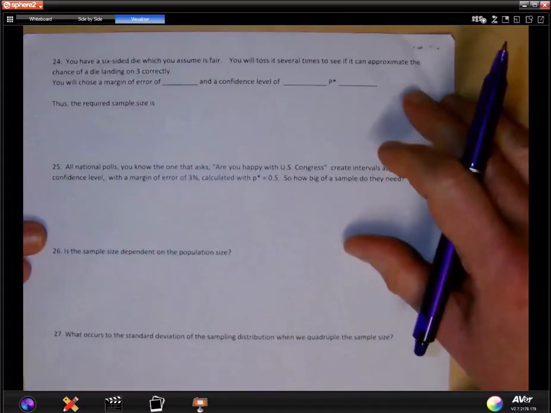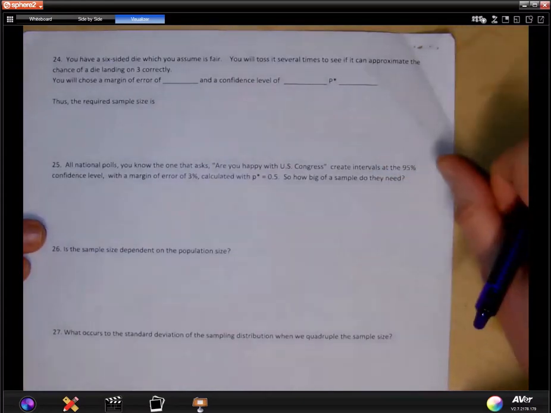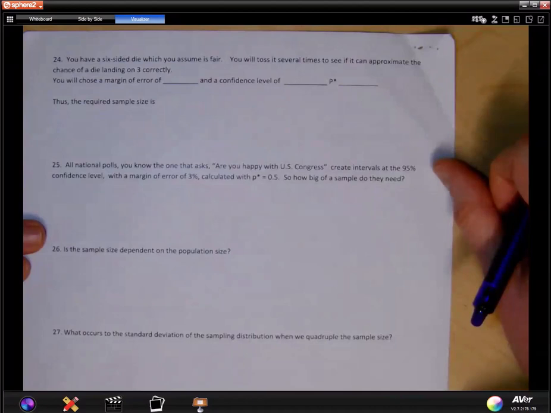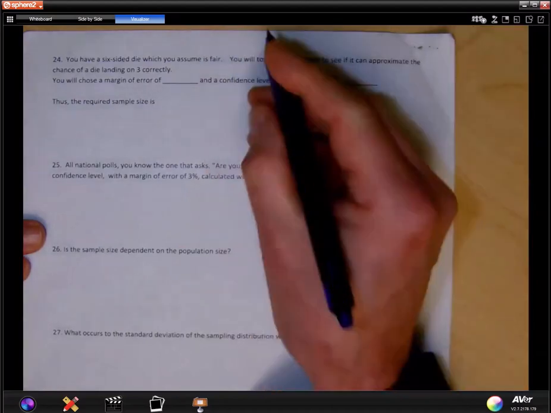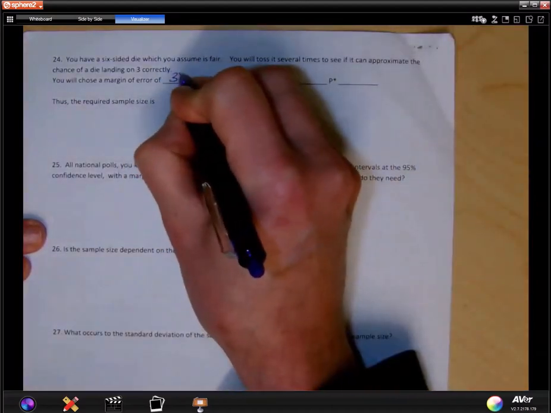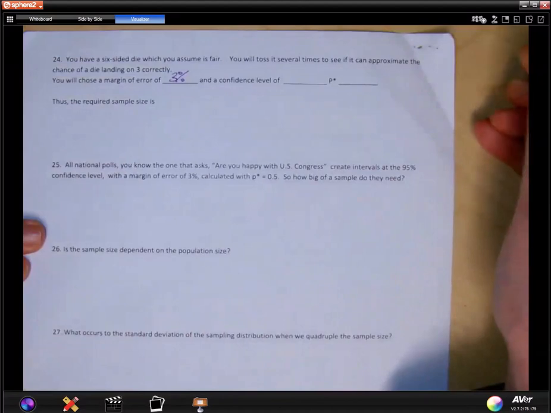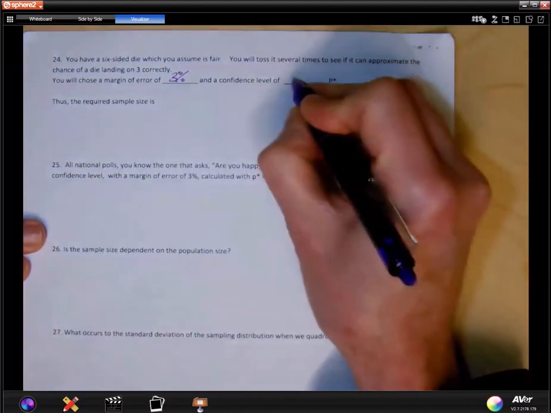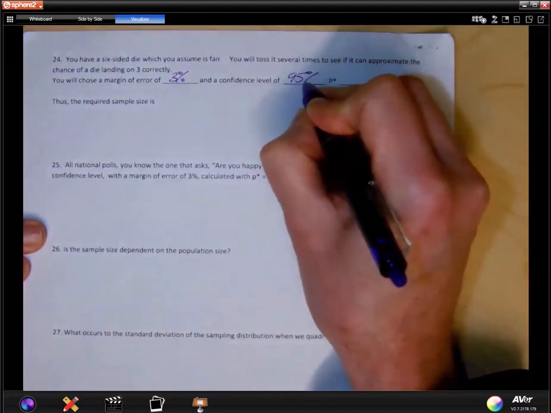Look at this example. You have a 6-sided die, which you assume is fair. You will toss it several times to see if you can approximate the chance of the die landing on 3 correctly. You will choose a margin of error of, okay, let's just pick one, let's just say 3%, and a confidence level of, well, let's just go boring, 95%.